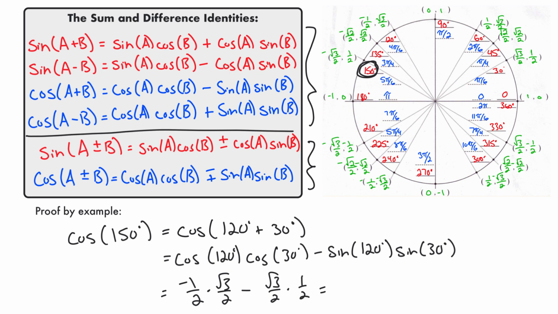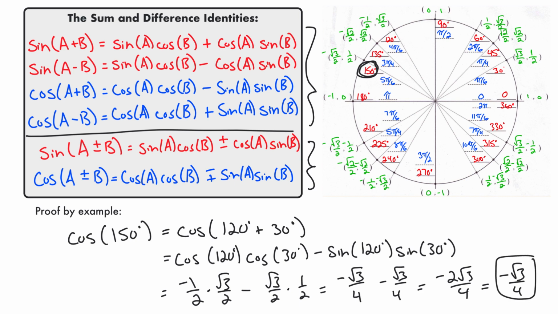This is going to be equal to negative root 3 over 2 minus root 3 over 2. Oh, sorry, not over 2. That's over 4. 2 times 2 is equal to 4, Mr. Silva. And that is equal to negative 2 root 3 over 4. Top and bottom simplify. 2 divided by 4 turns into a 1/2. So this is negative root 3 over 4. And that is the answer right here.